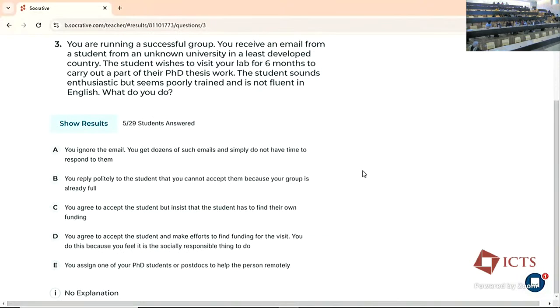Of course, nowadays they would have put it through ChatGPT and you won't even know whether they're fluent in English or not.